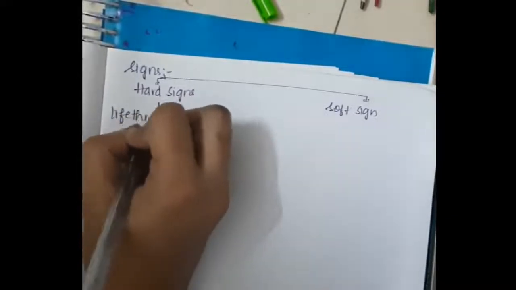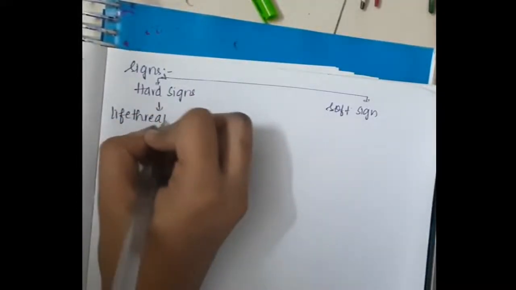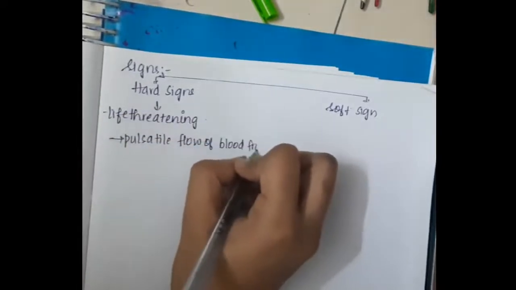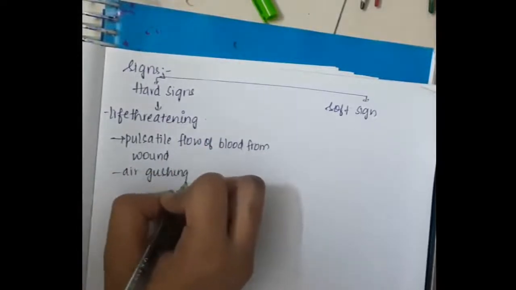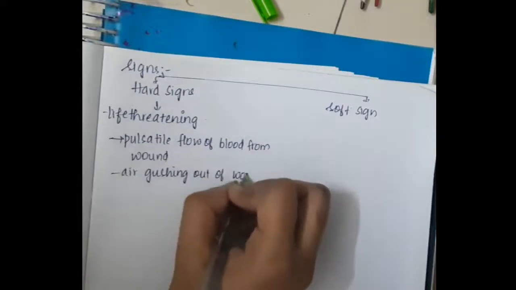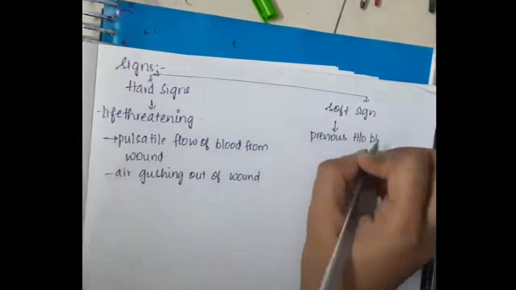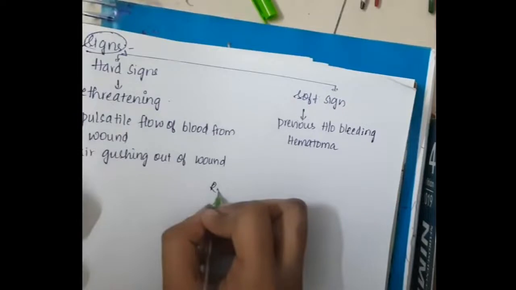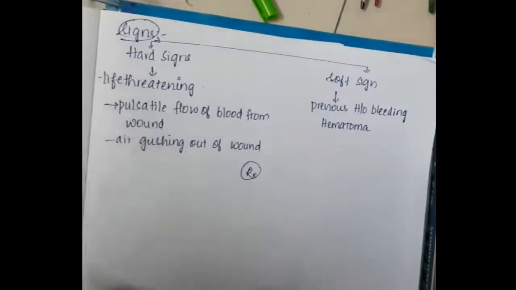Signs are important. The signs in neck injury can be divided into two types: hard signs and soft signs. Hard signs are life-threatening signs like pulsatile flow of blood from the wound which is expanding, or pulsatile hematoma, or air gushing out of the wound. So these are hard signs. Soft signs are previous history of bleeding, hematoma, and hoarseness of voice. Treatment depends upon these signs.